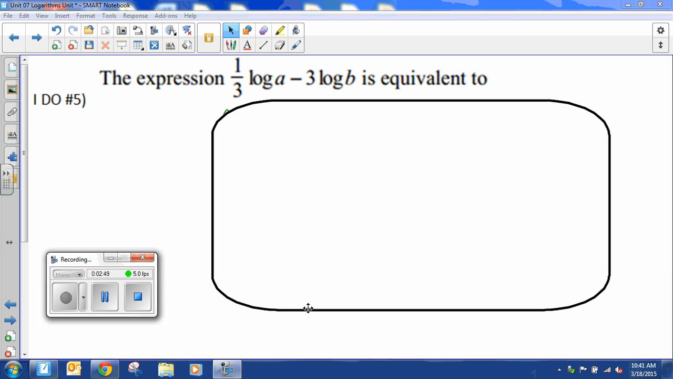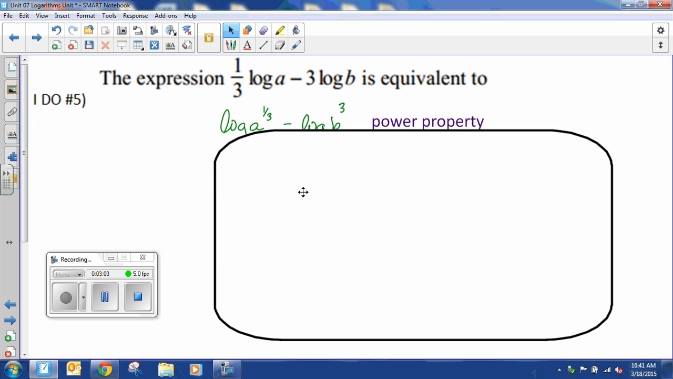Okay, are we expanding or condensing? Well, if you said we are condensing, you are correct, because we start off with multiple logarithms, and we want to condense this down to 1. We want to unsplit this. First thing we're going to do is apply the power property. We're going to take the coefficients and move them up to the exponent. So that's the power property.